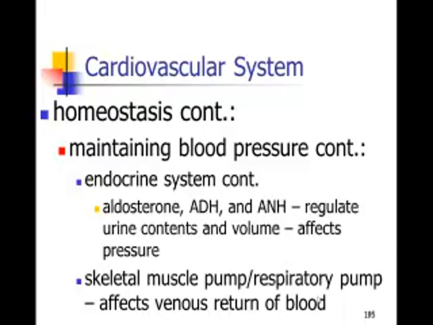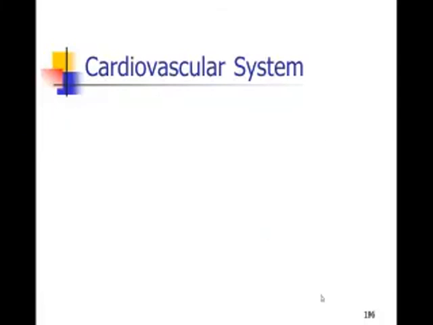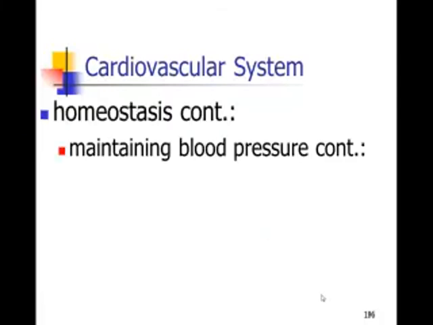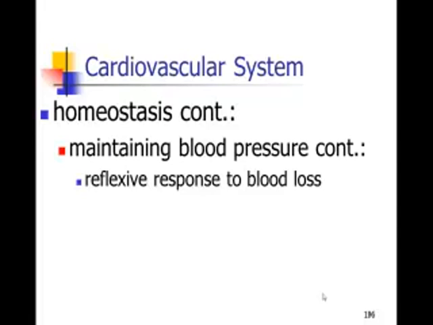And also in terms of maintaining blood pressure, we have the skeletal muscle pump and the respiratory pump, both of which have the ability to move blood when there isn't enough blood pressure from cardiac activity to move it. And that affects the amount of blood coming back to the heart, specifically the right atrium.